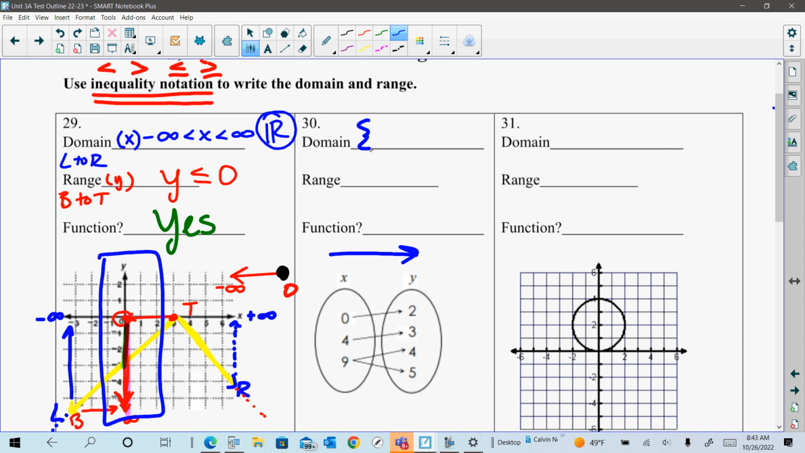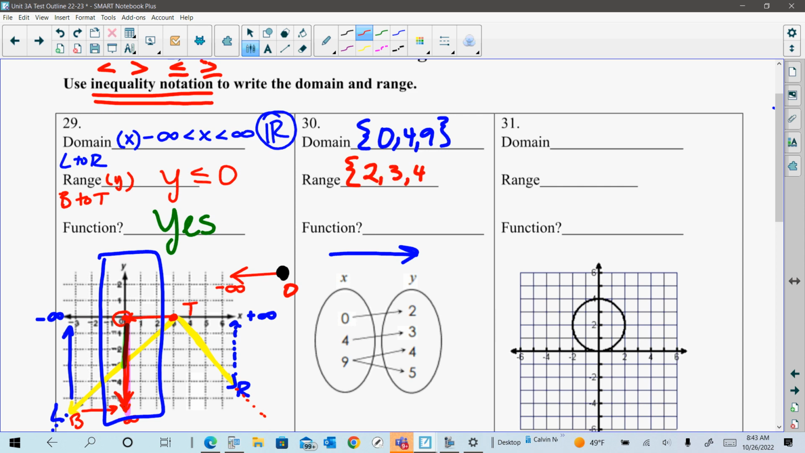What's the domain on 30? Yeah, 0, 4, 9. We're done. 0, comma 4, comma 9. What is the range? We should be using braces as well.